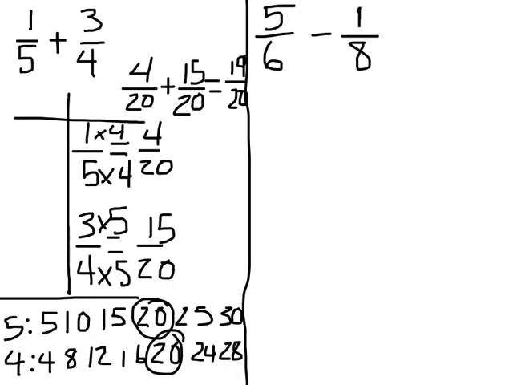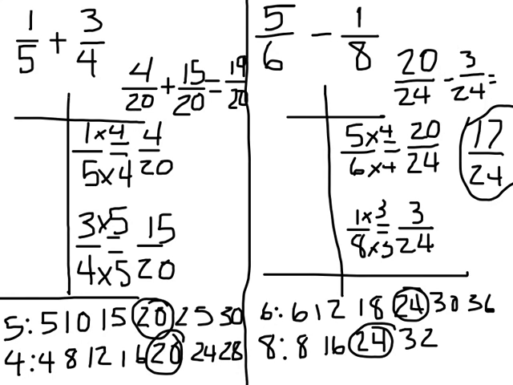Now you try one. Remember, when I subtract fractions, it's the same thing. I just subtract the numerators instead of adding them. Go ahead and see what you get for 5/6 minus 1/8. When I subtract 5/6 minus 1/8, the first thing I need to do is draw my t-chart. I can list the multiples of 6 and the multiples of 8 to find my least common denominator. The least common denominator is 24. 5/6 is the same as 20 over 24, and 1/8 is the same as 3 over 24. When I subtract, I get 17 over 24.